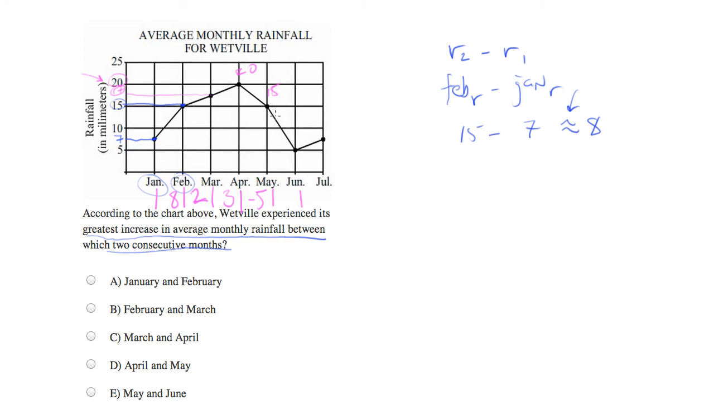Between May and June, we had another huge decrease. We went from 15 all the way down to 5. So that's maybe -10. And between June and July, we had an increase, but we went from 5 to maybe 7 again. So that was about 2.